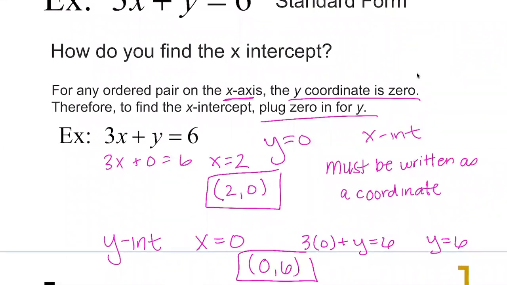So with these intercepts, we can graph the equations of the lines. We just plot the two intercepts. So we have a y-intercept of 6 and an x-intercept of 2. So plot those 2 points and connect the points. So for an x-intercept, your y value is 0. For a y-intercept, your x value is 0.